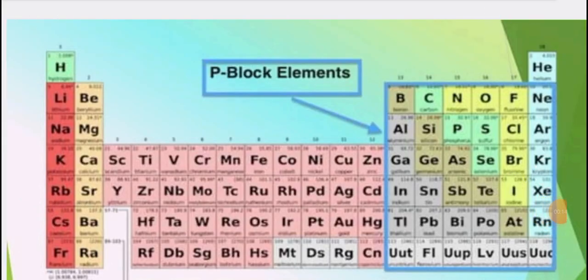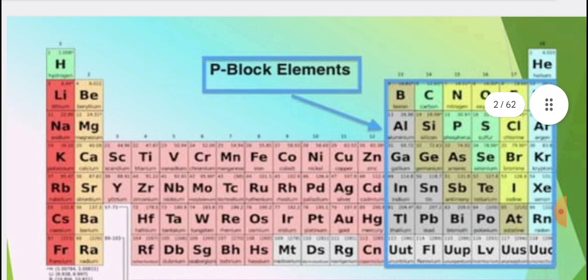This is a modern form of the periodic table. When you see this modern periodic table, the elements lying on the right side, that is from boron to neon, and from Uut to Uuo, which are known today as nihonium and oganesson. So from here, these 6 groups constitute the P block elements.